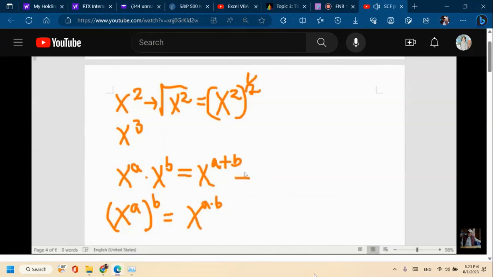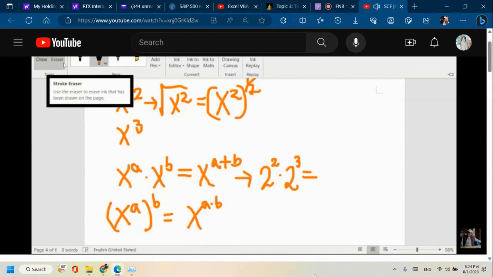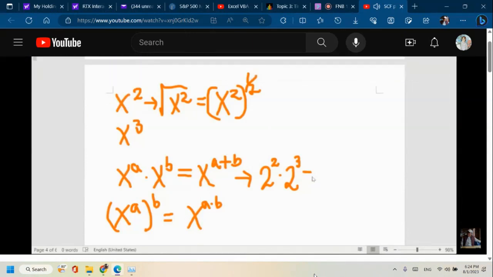Now, let's try an example. Suppose you have 2 squared times 2 cubed, right? 2 to the 3rd power. What is that? It's 2 to the 5th power by this rule, but let's check. We all know this is 4, right? So it's 4 times, and then this is 8. 4 times 8 is 32, which is exactly 2 to the 5th, right? Raised to 2 plus 3.